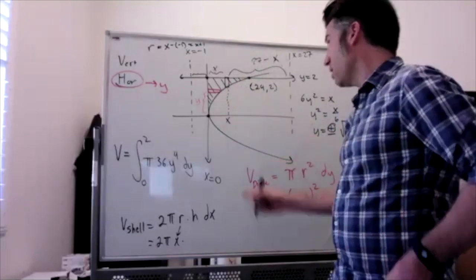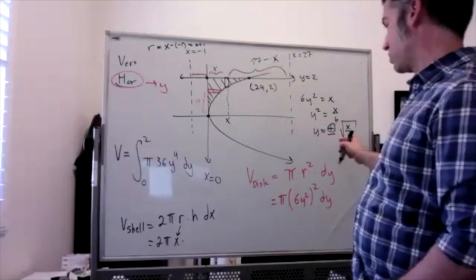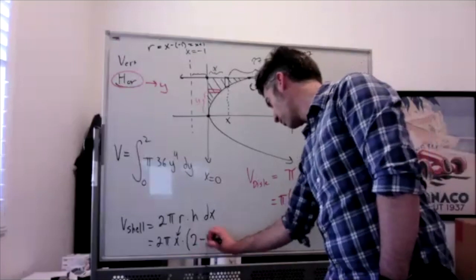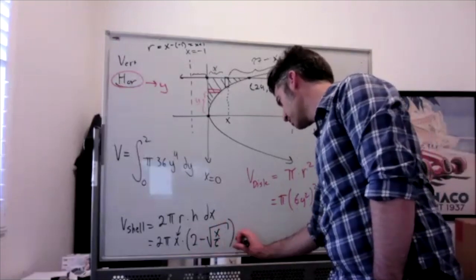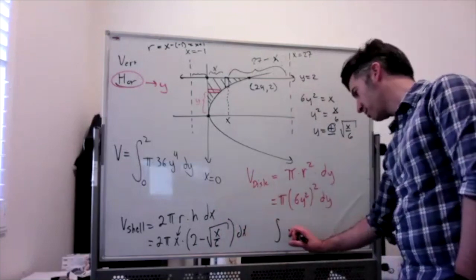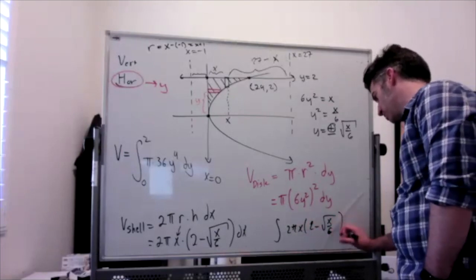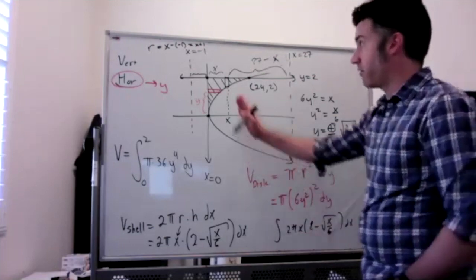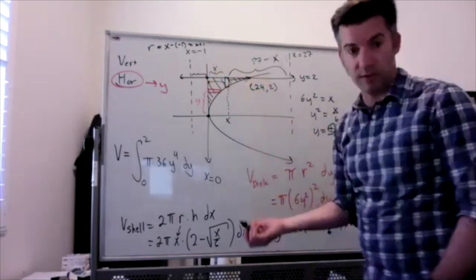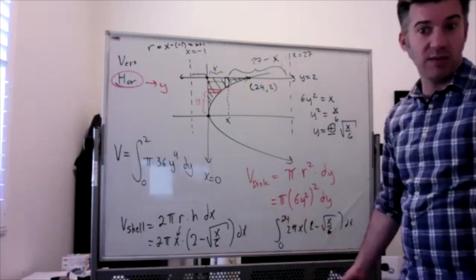The height of my shell is going to be the top function minus the bottom function we were finding, so it's going to be 2 minus the positive square root of x over 6 dx. And then the actual integral would be the integral of 2 pi x times 2 minus square root of x over 6 dx, from as far left as 0 to as far right as the rightmost x value, which is 24. And that's how you would set these up.